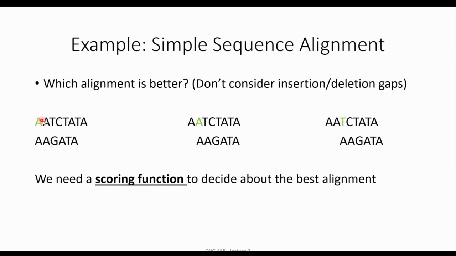And now, for example, we align the first letter of the sequence with the second one. In the next one, we align the second letter of the first sequence with the second sequence. So which one is better? That's the question we should ask. And that's why we introduce scoring function to decide which one is the best alignment.